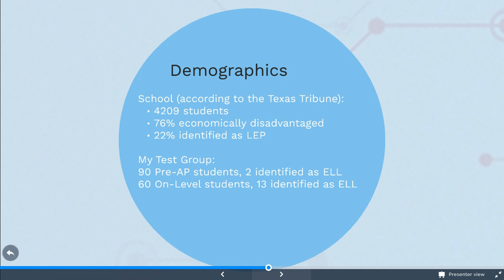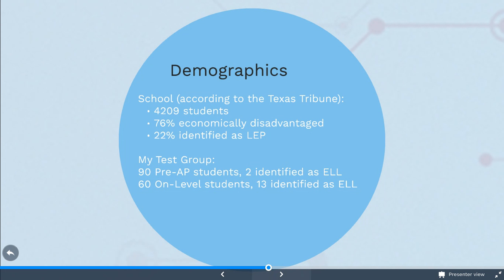So the demographics in my school specifically: there are 4,200 students, and this number changes at any given time because it is a very highly mobile district. Students move a lot. 76% are economically disadvantaged, I believe 72% of our students are also considered at risk, and 22% are identified as LEP, limited English proficient.